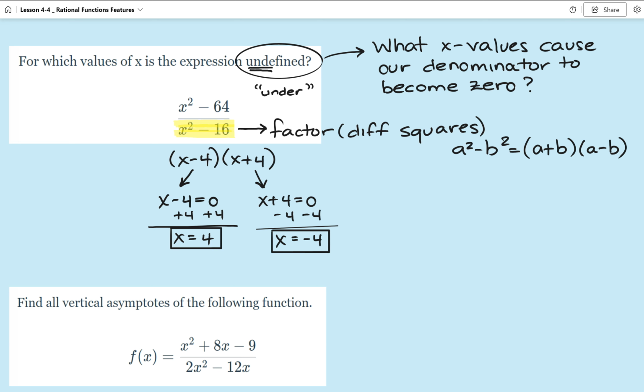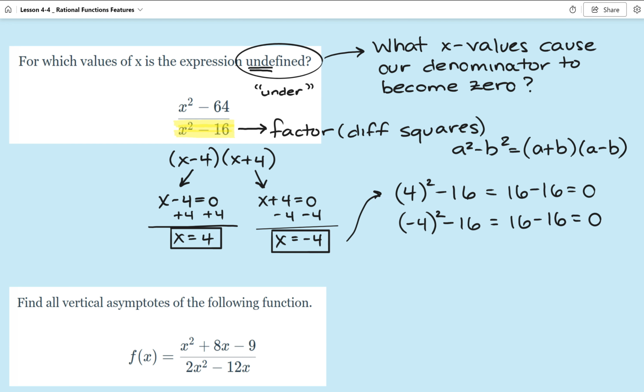4 and negative 4. And you can check, because if I substituted 4 into x squared minus 16, I would get 4 squared minus 16, and 16 minus 16 is indeed 0. And the same thing for the negative 4 all squared. Negative 4 all squared is still 16 minus 16, and we're getting 0. Not that you have to do any checking, but I just wanted to show you what undefined means. So list the x values that cause your denominator to become 0 as undefined. Let's move on to the next question.